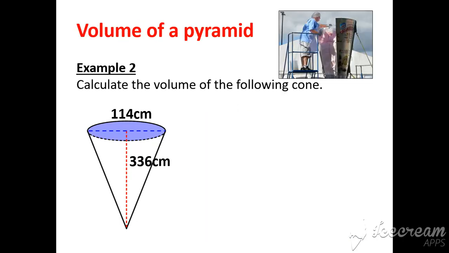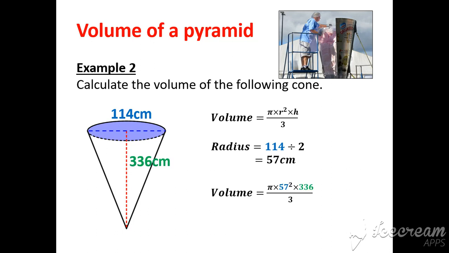Right, so let's calculate the volume. To do that, we need to go pi times radius squared times height divided by 3. But we've got the diameter here, so we must get the radius first. The radius is just the diameter divided by 2. So the radius of this cone is 57 centimeters. Now we're ready to plug into our volume formula. Pi times 57 squared, 57 is the radius, times the height, which is 336, all divided by 3.